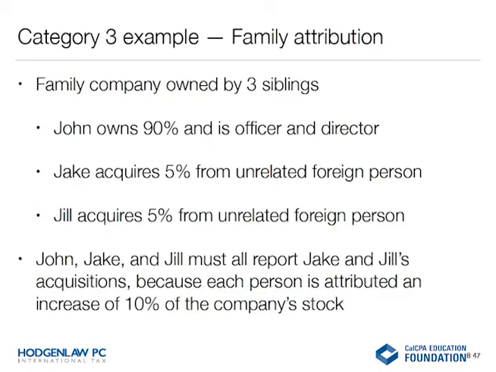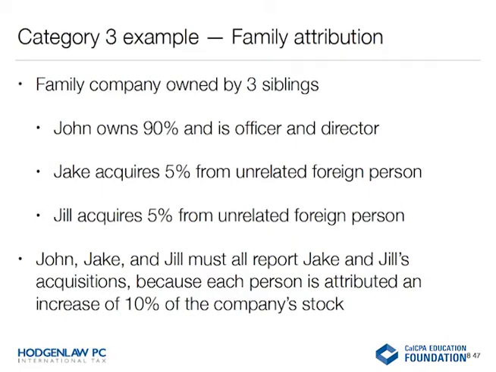And then category 3, like I said, often category 3 is the companion to category 2. And so this is the same example again, but a little bit different. So again, John owns 90%, and he's the officer and director. Jake acquires 5% from an unrelated foreign person. Jill acquires 5% from an unrelated foreign person. And in this one, because we're looking at stock acquisitions, and we're not looking at only the officer director has to file, we're looking at anyone who's deemed to acquire stock has to file. John, Jake, and Jill all have to report Jake and Jill's acquisitions because each of those two is deemed to have an increase in 10% of the company's stock.